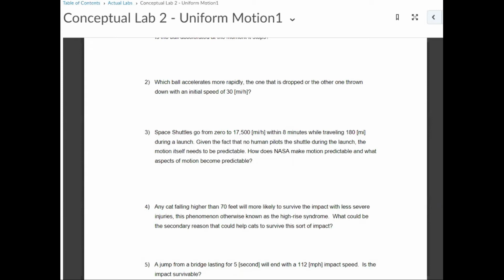All right, question number 2. So which ball accelerates more rapidly? The one that's dropped, or the other one thrown down with an initial speed of 30 miles per hour. So we got 2 balls. One of them you drop, the other one you throw, right?